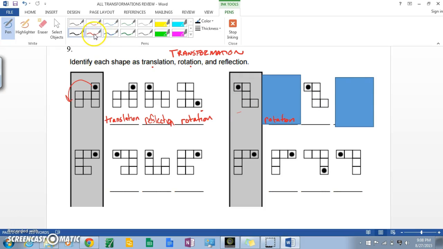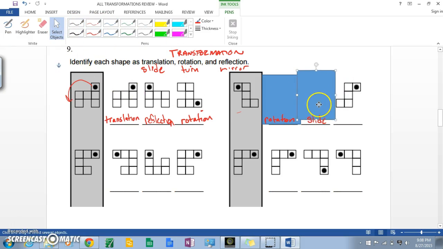Look at this middle shape. From this original, did this slide over? Did it turn? Did it mirror? This is just a slide over. And then our last one would be our reflection.